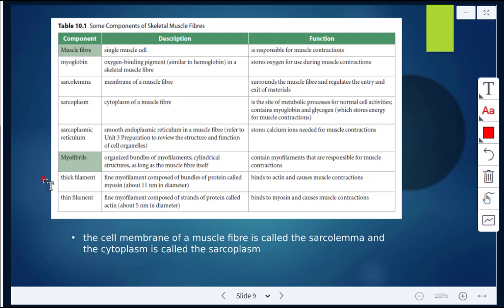Then we have a thick filament. This is the fine myofilament composed of bundles of protein called myosin. They're about 11 nanometers in diameter. These will bind to actin and will cause the muscle contractions. And then there's the thin filament. That's the fine myofilament composed of strands of protein called actin. And this will bind to myosin and cause muscle contractions.